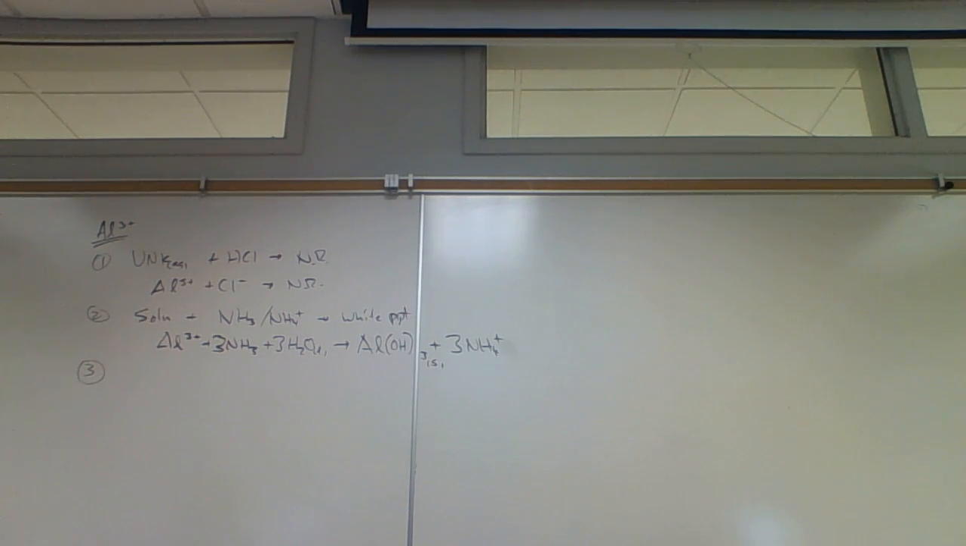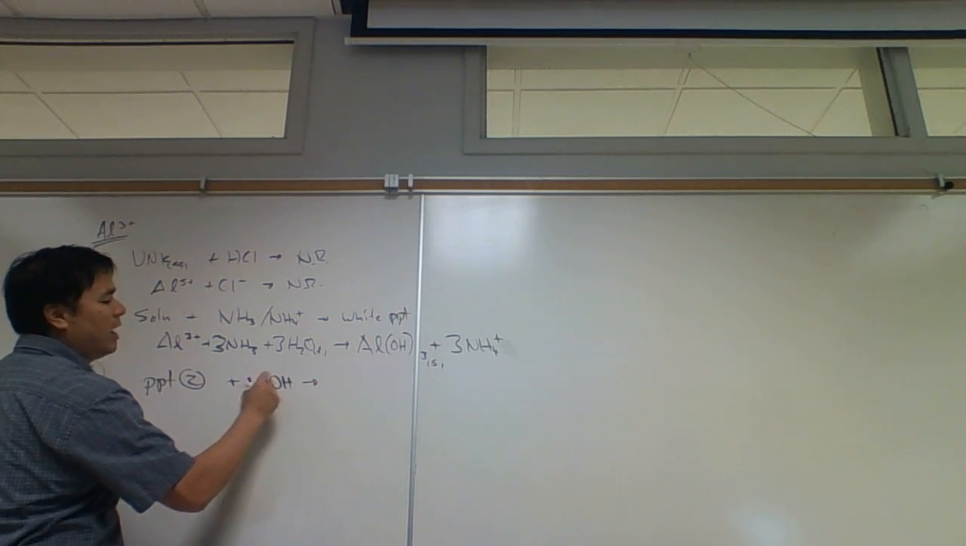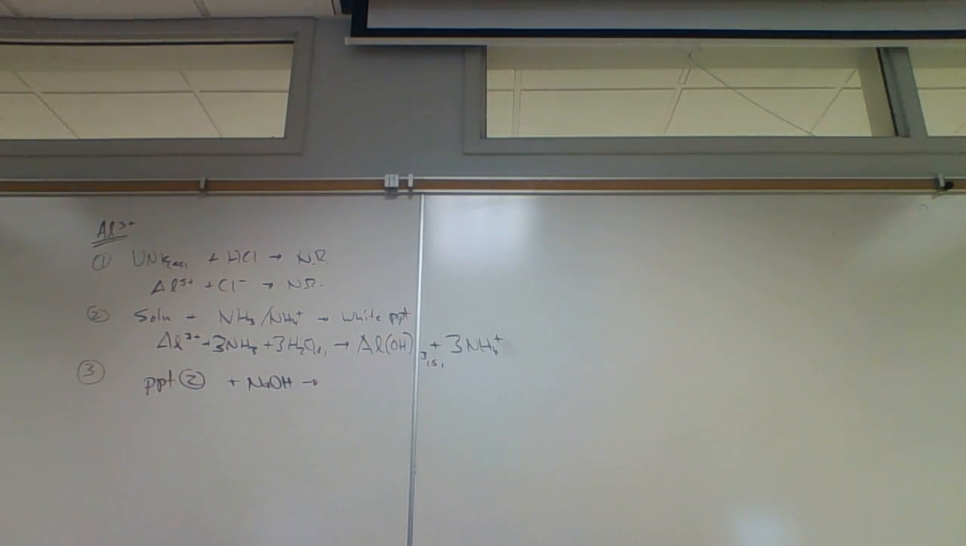So the question was, what do we add next? Sodium hydroxide or peroxide? It sounds like we add sodium hydroxide. So we take the PPT from 2 and add sodium hydroxide to this. And what happens to the precipitate, if anything? It should dissolve. The precipitate dissolves?